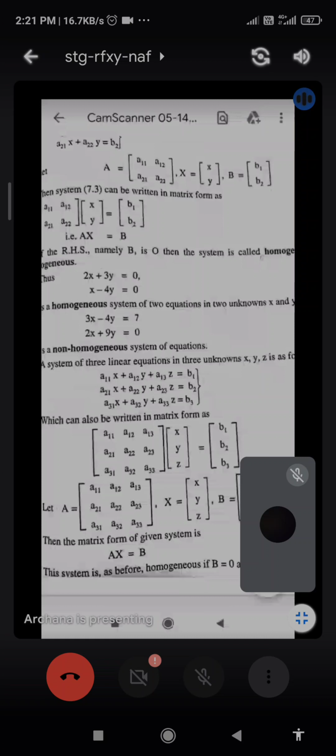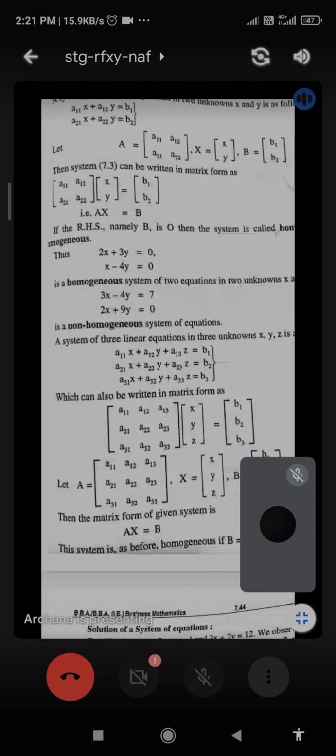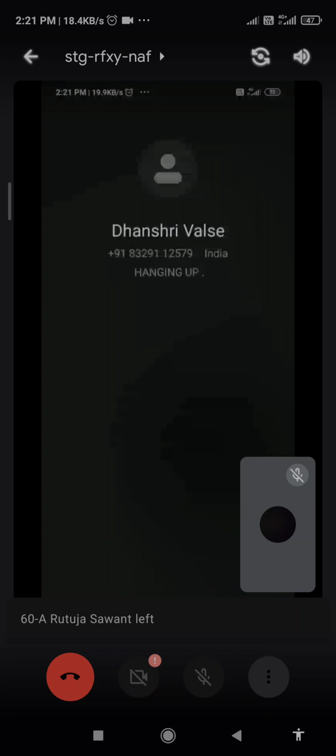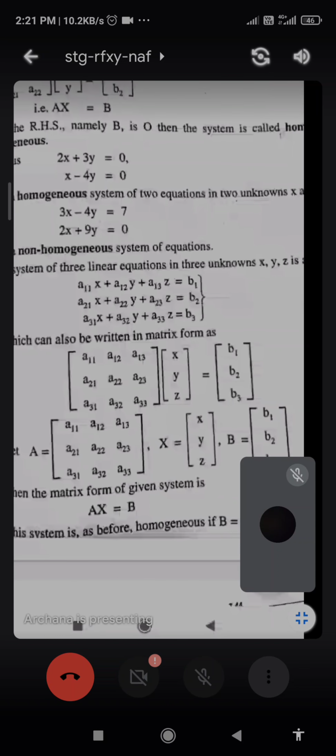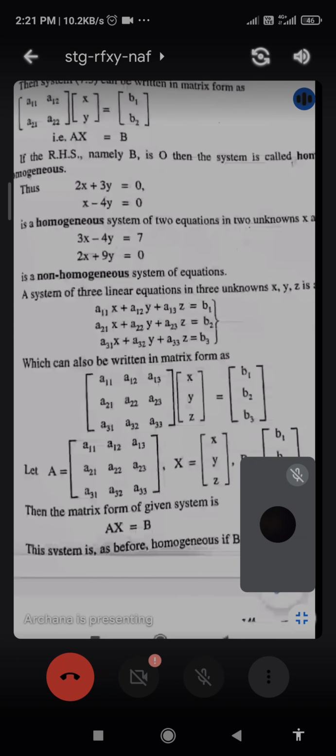So here the coefficient matrix, that means the A matrix, is a11 a12 a13, next row a21 a22 a23, third row a31 a32 a33. Okay, and X is x y z, and B is b1 b2 b3. So ax is equal to b.